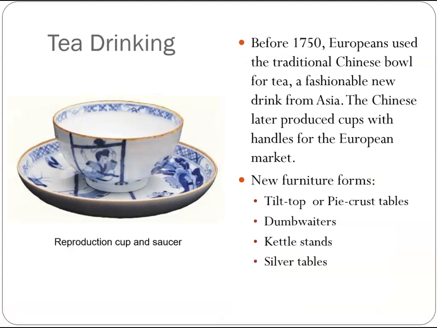As you probably already know, drinking tea is very common in British society. Before 1750, Europeans would use the traditional Chinese bowl that did not include a handle. But as tea became more popular in Europe, especially in Britain, the Chinese later developed a cup that had handles on it that was specifically designed for the European market. Now, as tea became very popular in Britain, they created many new furniture forms to accommodate tea drinking.